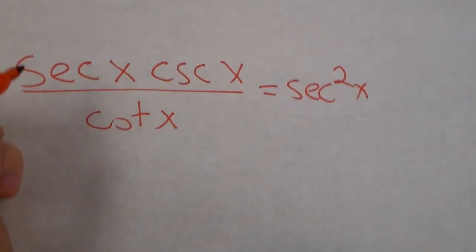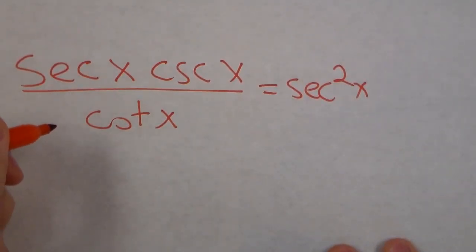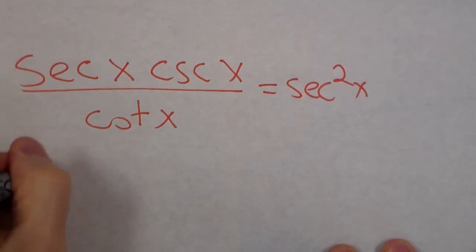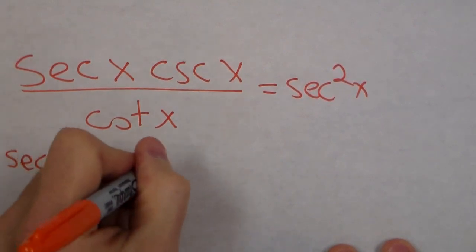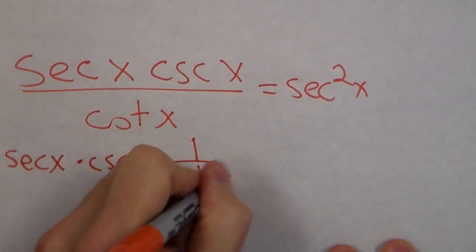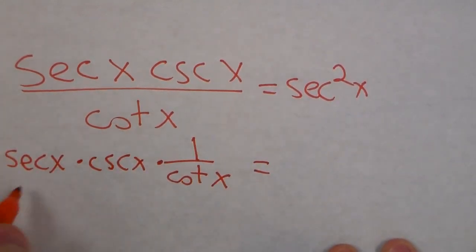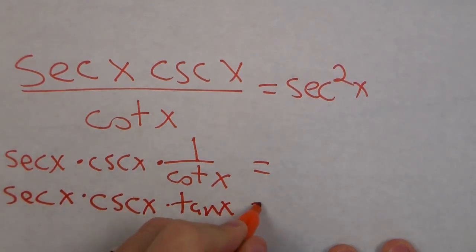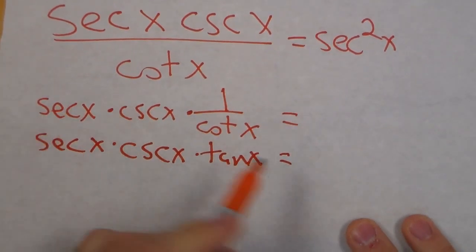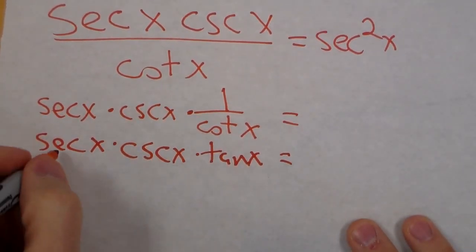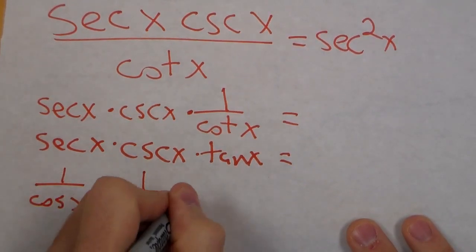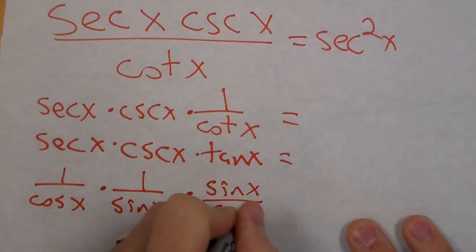Our next one, secant x cosecant x over cotangent. So instead of splitting the fractions, which we can't really do here, I'm just going to write this out as a single line. So it's secant x times cosecant x times 1 over cotangent x. Now, secant x times cosecant x times tangent x is where I get next, and that's just using the reciprocal. I'm going to turn everything into terms of sine and cosine. Secant is 1 over cosine. Cosecant is 1 over sine. Tangent is sine of x over cosine of x.